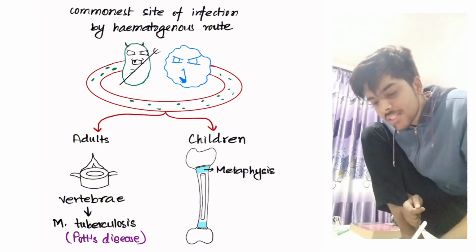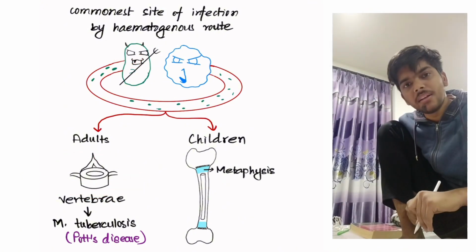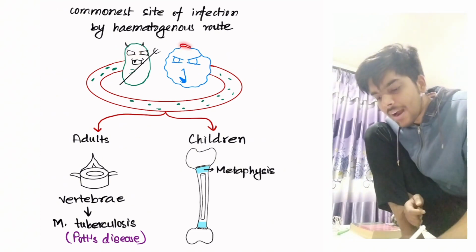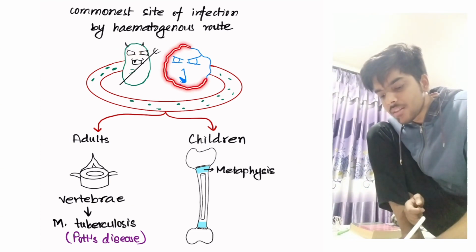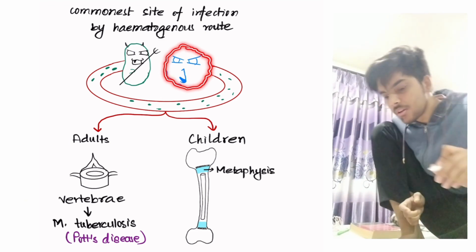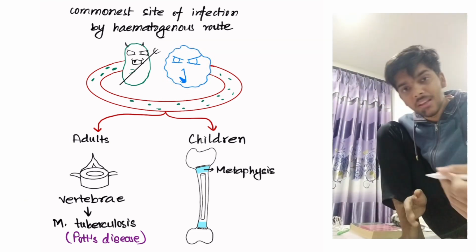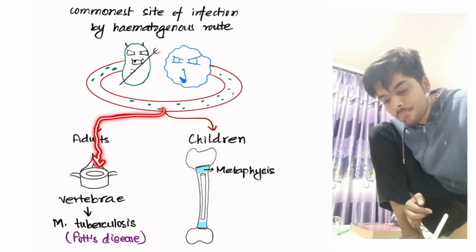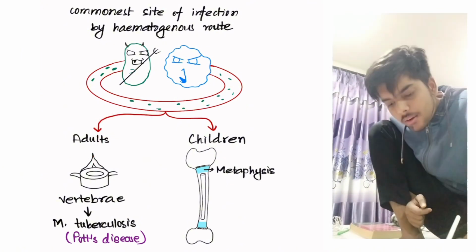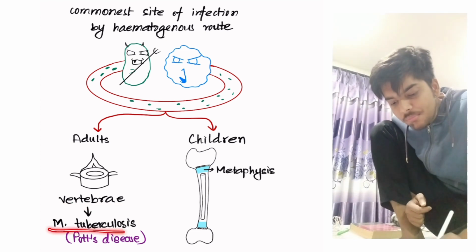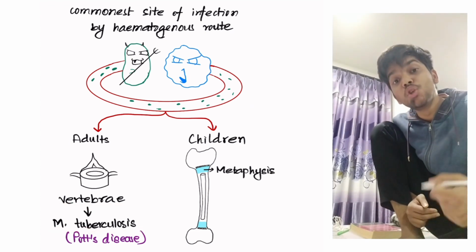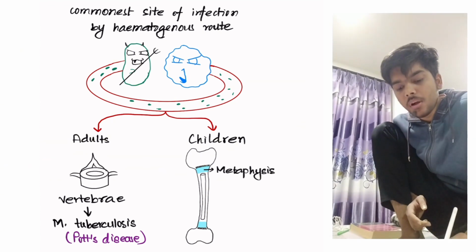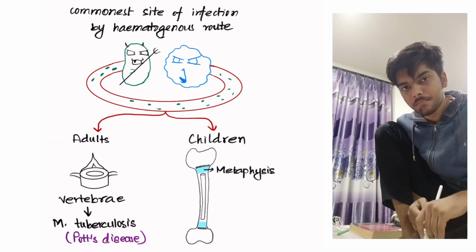Let's say this pathogen right here is Mycobacterium tuberculosis. Mycobacterium tuberculosis fights against the soldiers of your body and evades the immune system. Then it travels and reaches the vertebra in adults. In the vertebra, Mycobacterium tuberculosis causes tuberculosis, which is called spine tuberculosis, which is also called Pott's disease.